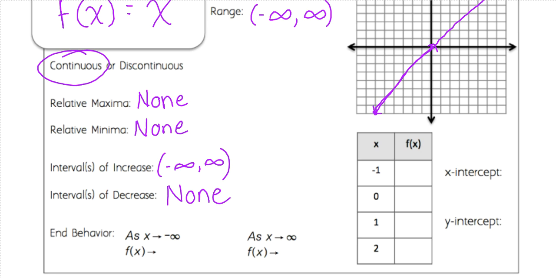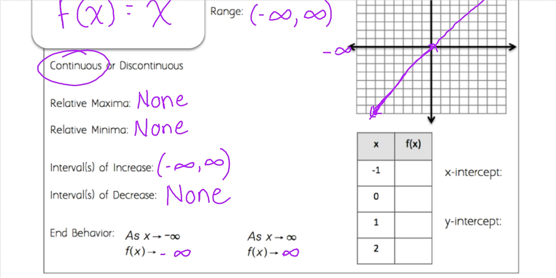All right, then for our end behavior, as we look towards that negative infinity side over here, the graph is going downwards. So that means it's going towards negative infinity on the y-axis. On the right side, it's going upward towards positive infinity on the y-axis.